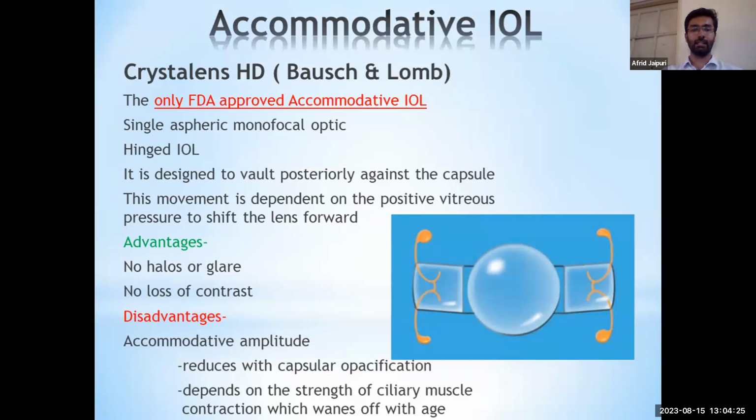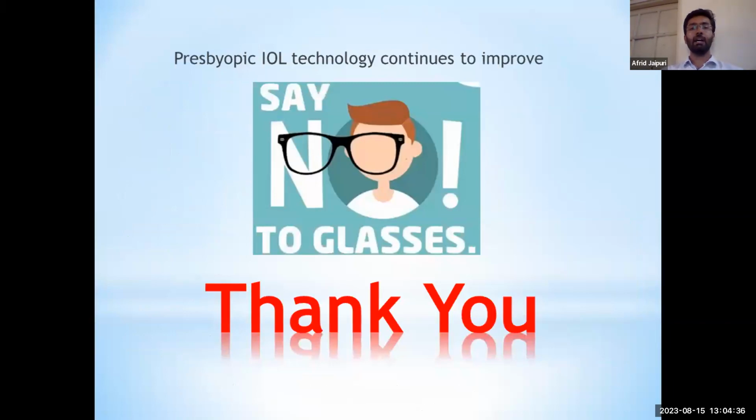But it has the disadvantages that accommodative amplitude reduces with capsular opacification, and it depends on the strength of the ciliary muscle contraction, which wanes off with age. Presbyopic IOL technology continues to improve, and soon we'll be able to say no to glasses. Thank you.